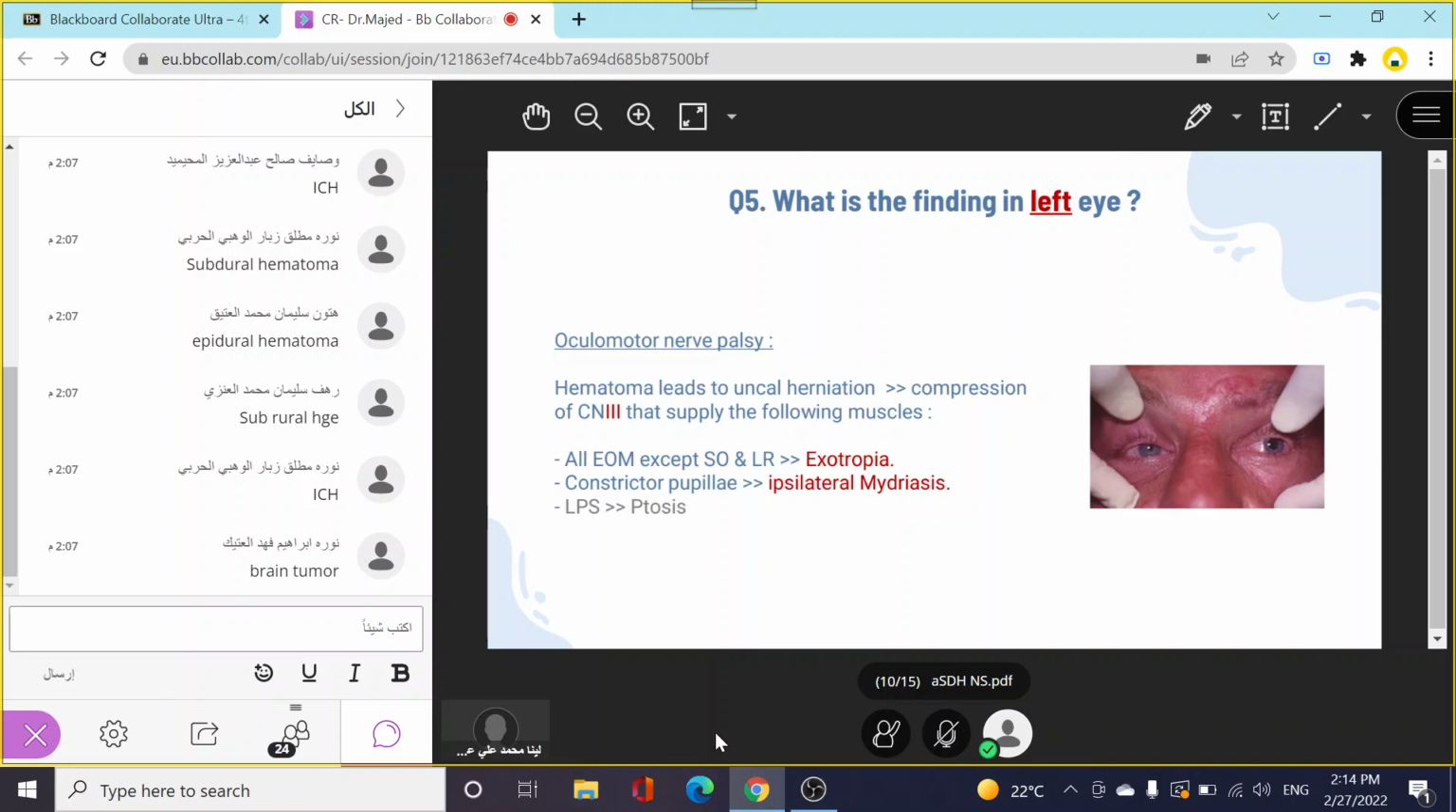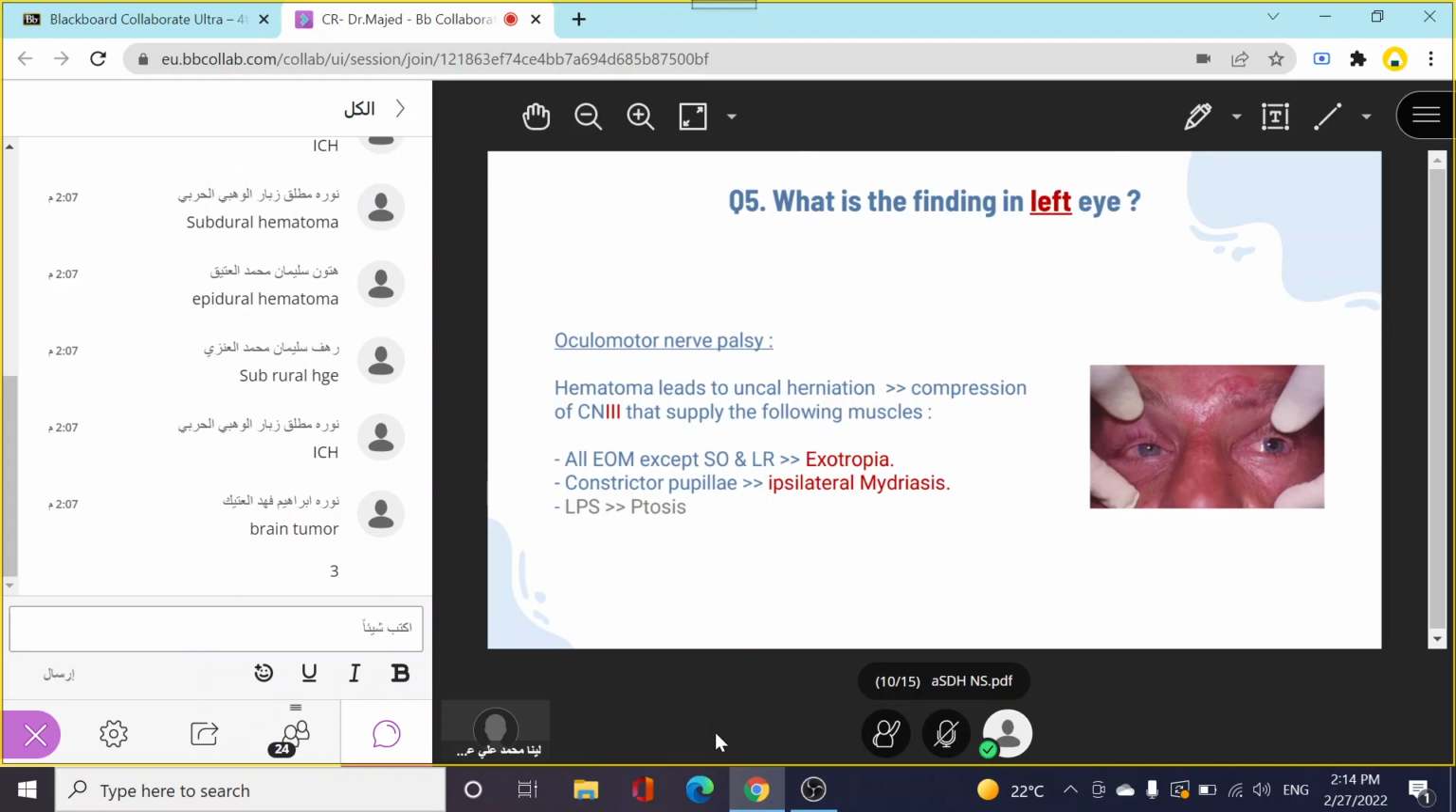Then we have this picture. So what do you think the cranial nerve affected in this patient is, according to the left eye presentation?